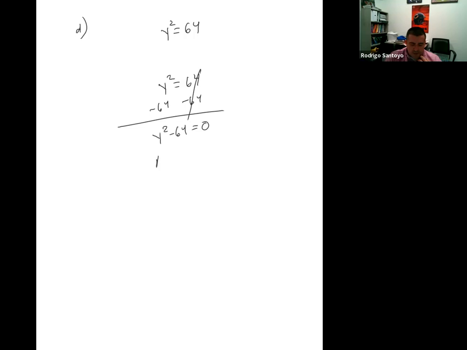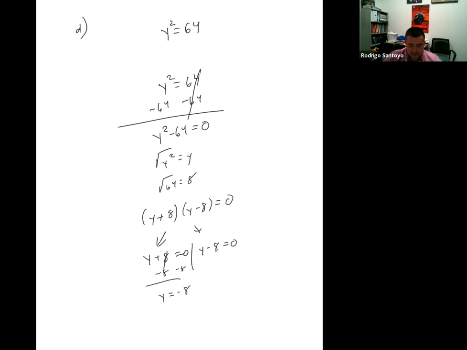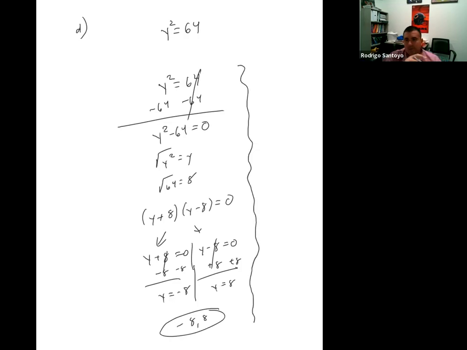Difference of squares, right? The square root of y squared is y. The square root of 64 is 8. Should be nice and easy, right? y plus 8 times y minus 8 equals 0. From there, you should be able to get your answers. y plus 8 equals 0, so y is negative 8, and y minus 8 equals 0, so y is 8. So we get these two answers. Any questions?